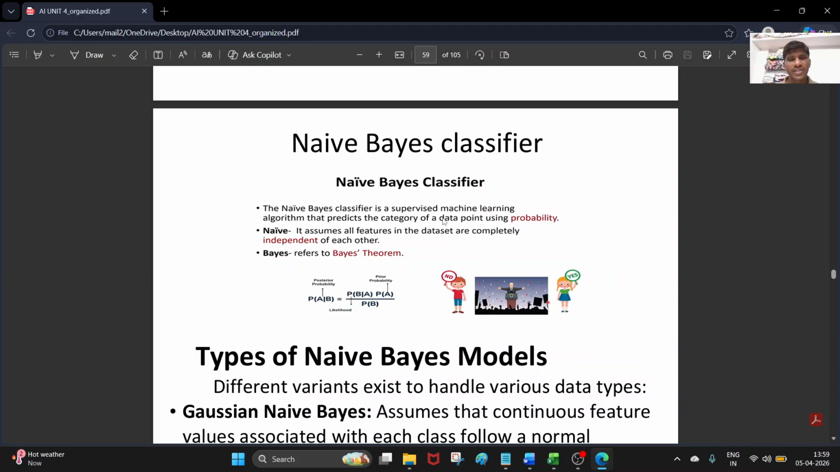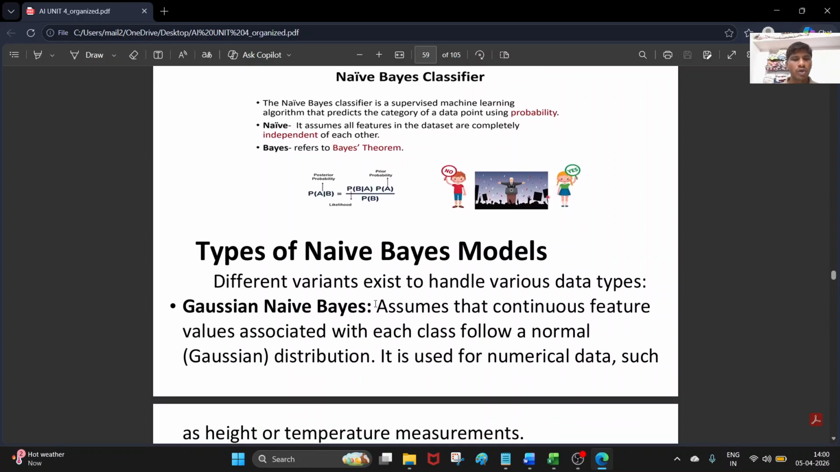The Naive Bayes classifier is a supervised machine learning algorithm that predicts the categories of data using probability. Naive means it assumes all the data given in the data set are completely independent, and Bayes refers to the Bayes theorem. So Bayes theorem is P of A given B is equal to P of B given A into P of A divided by P of B. Here P of A given B is the posterior probability, which is going to occur after the event. P of B given A is the likelihood, P of A is the prior probability, and P of B is the marginal probability of B.